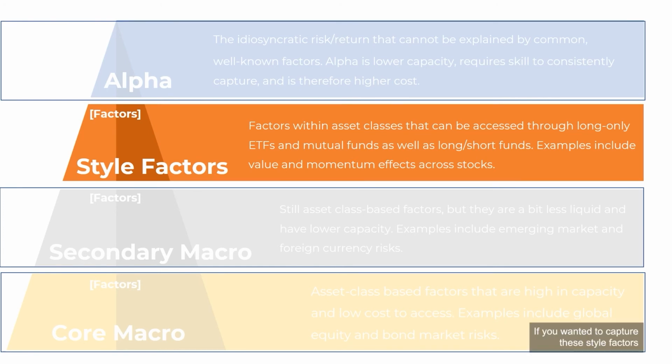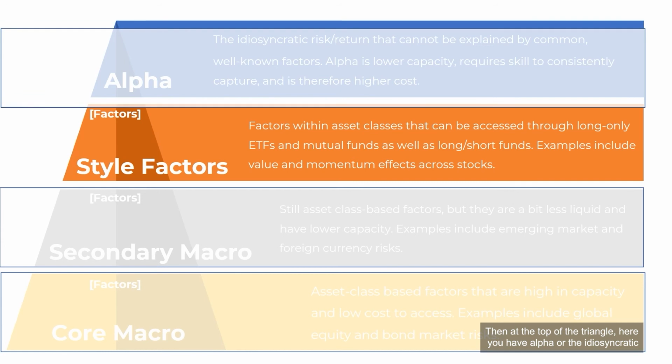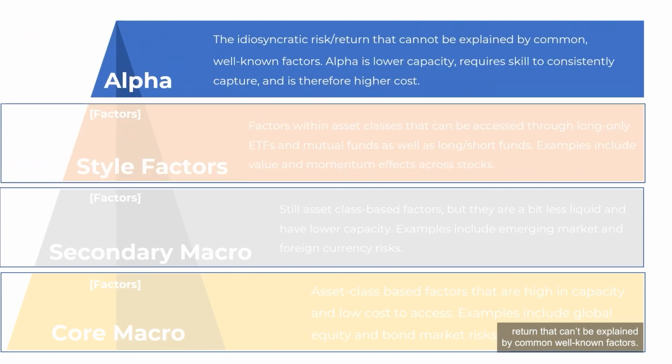If you wanted to capture these style factors in a purer way, you would have to go long and short. These products do exist, but they tend to be more expensive. Fees vary, of course, but they're in the 1% to 2% range. And then at the top of the triangle here, you have alpha, or the idiosyncratic return that can't be explained by common well-known factors.